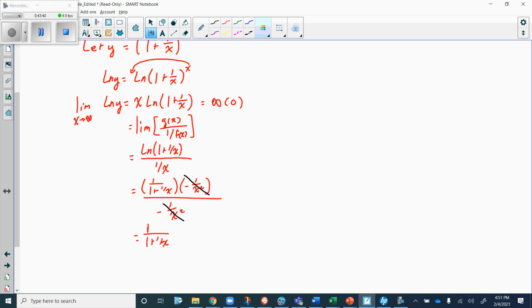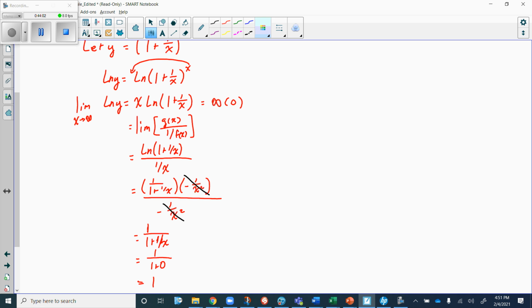And now we can do our substitution as x approaches 0. I'm sorry, approaching infinity. If I do it approaching infinity, I'm going to get 1 over x. That would be 0, so 1 plus 0. So that just gives me a limit of e. I'm sorry, a limit of 1.